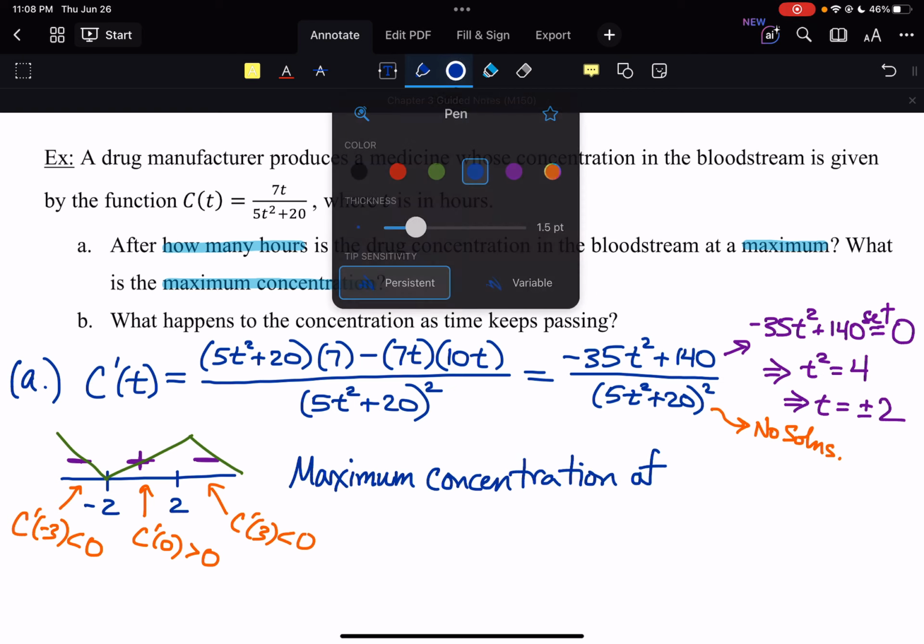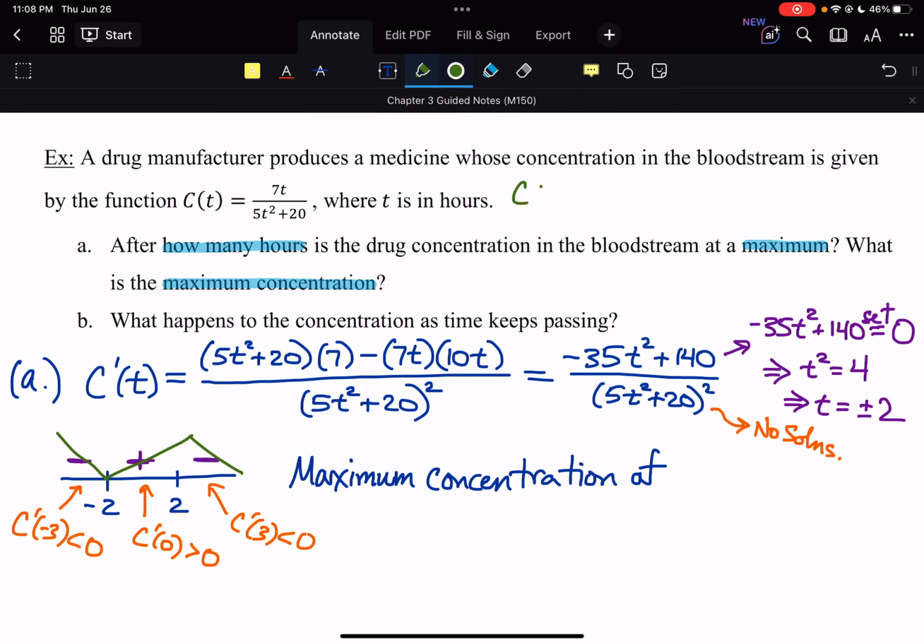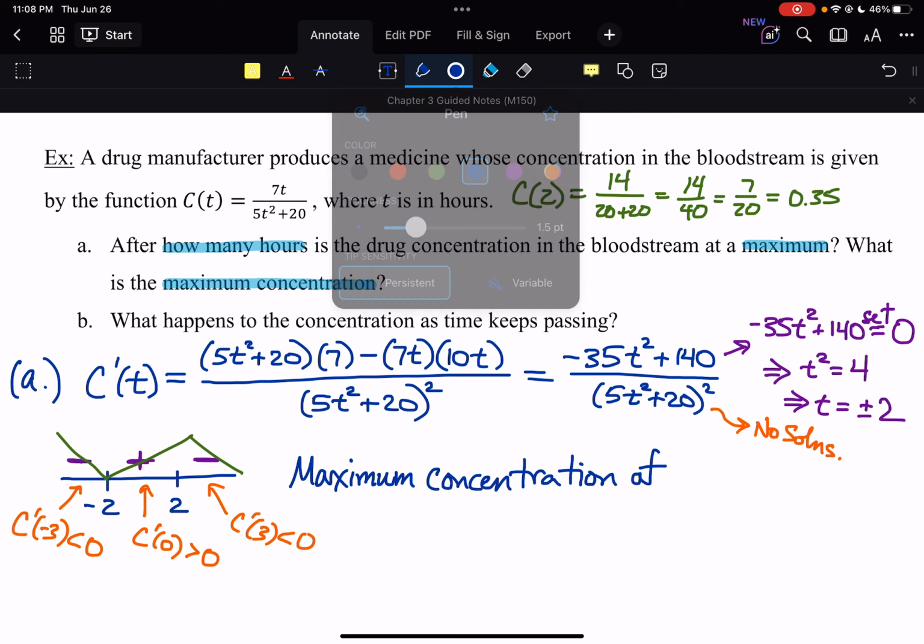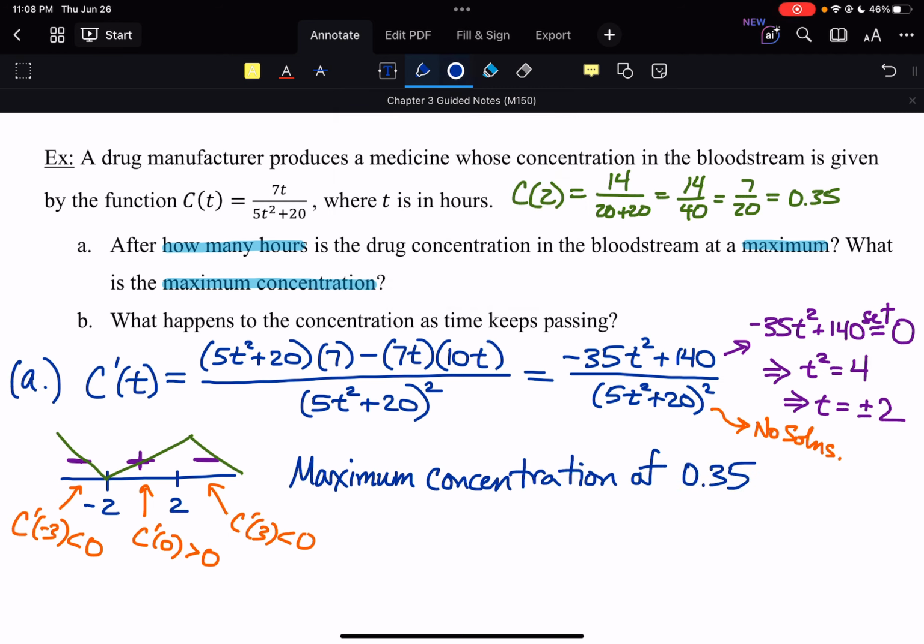it also asked us what the maximum concentration is. So we could do that. C of 2, that's 14 over 20 plus 20. So that's 14 over 40, 7 over 20, which we can convert to a decimal. That's 0.35. So maximum concentration of 0.35 after 2 hours.